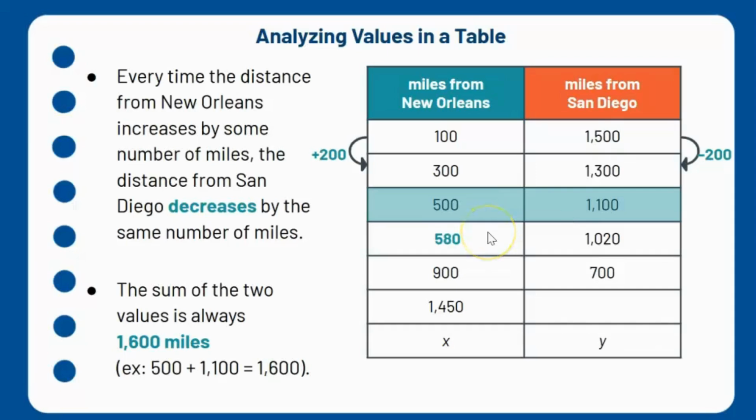The first missing value is 580 miles. This is because 580 plus 1,020 miles equals 1,600 miles. Subtracting 1,020 from 1,600 is one possible strategy to help us determine the missing value. Now it's your turn. If the plane is 1,450 miles away from New Orleans, how many miles is it away from San Diego? The plane would be 150 miles from San Diego.